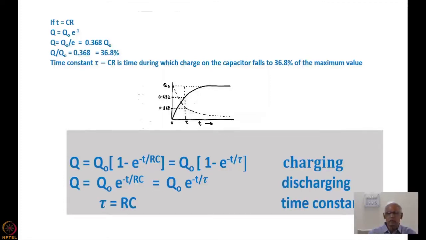And as I said, the e value is 2.718, therefore it will become 0.368 Q naught, or you can write Q divided by Q naught is 0.368, which is nothing but 36.8%. So in the case of discharging, the time constant tau, which is equal to CR, is defined as the time during which the charge on the capacitor falls to about 36.8% of the maximum value to which it was charged.